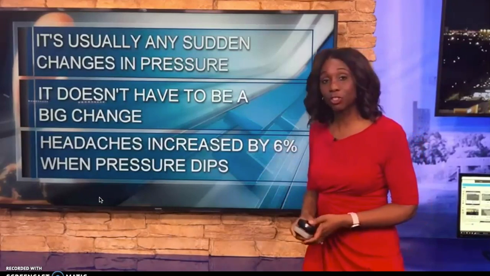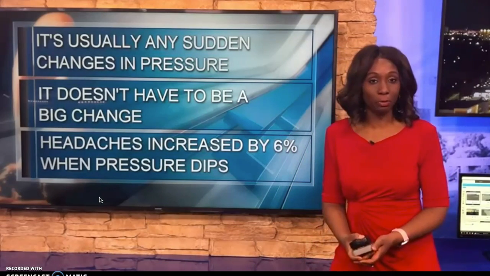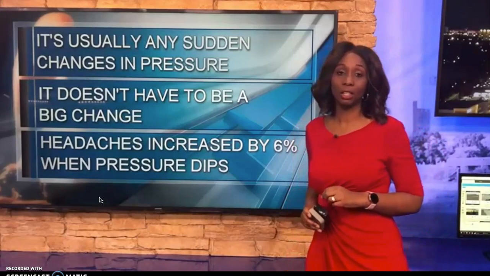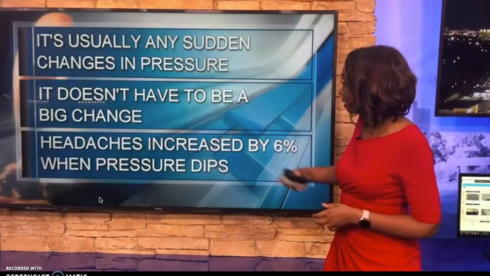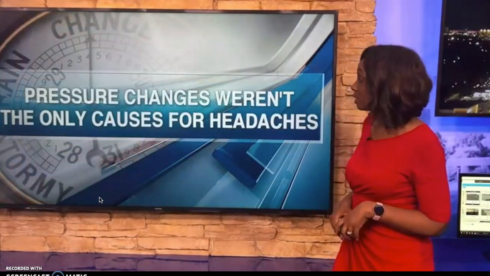It doesn't have to be a big change. A lot of times we think, well, the pressure's got to drop a certain number of millibars, but researchers really found that it could be just a small change in the pressure, and headaches increased by about 6%. So that's affecting quite a bit of us out there.